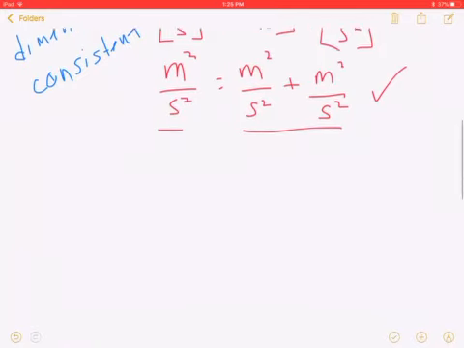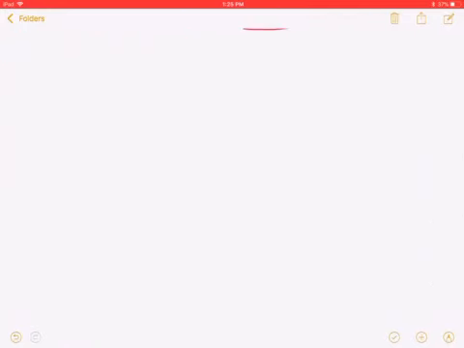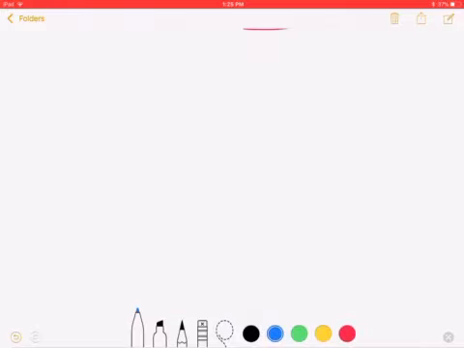Okay, so any proven equation that we use, or you have used in regular physics, is dimensionally consistent. The units on the left side of the equal sign should be equivalent to the units on the right side of the equal sign. Let's take a look at another example similar to part B on homework problem number 9 in chapter 1.